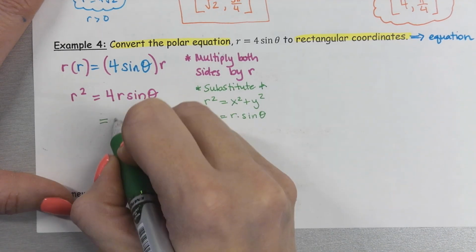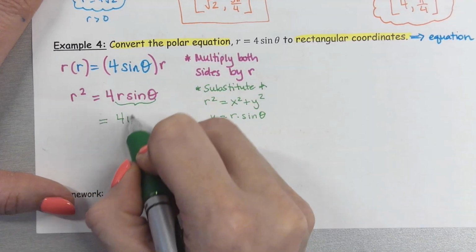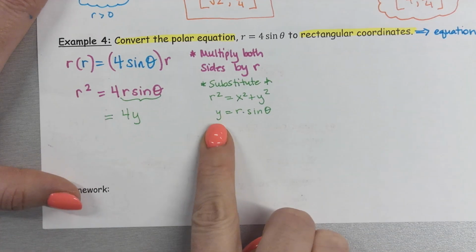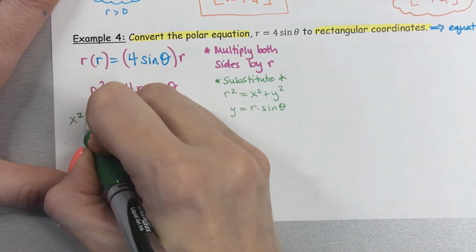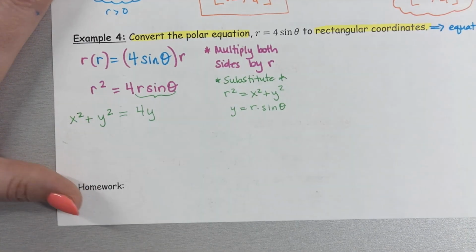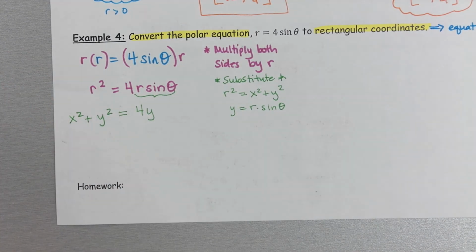Okay, so what Eli said is this side is going to become 4y. R sine of theta is being replaced by y. R squared is being replaced by x squared plus y squared. Now, the reason why you want to use this is so you can move everything to one side so we can complete the square.